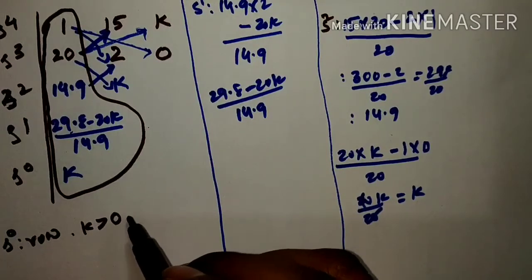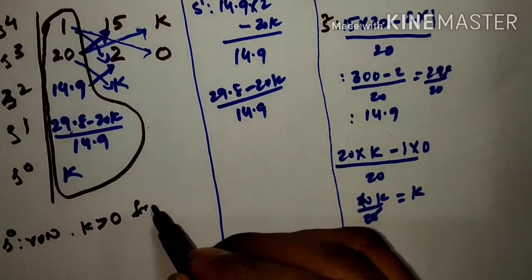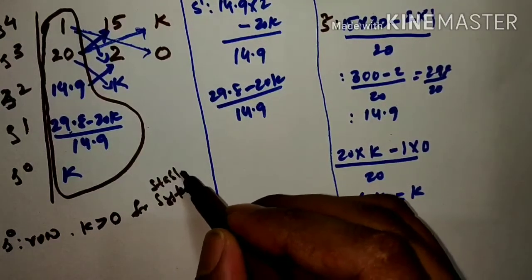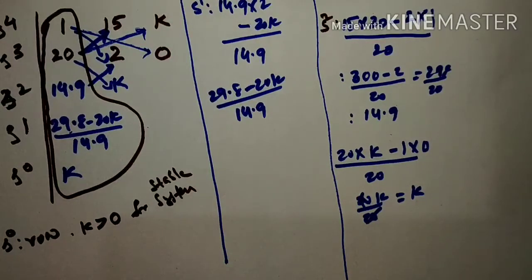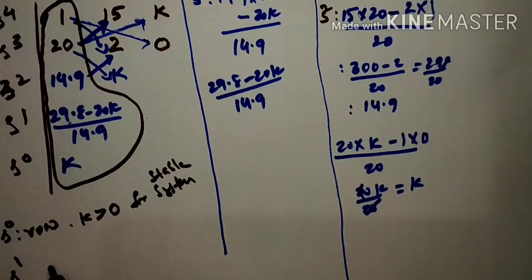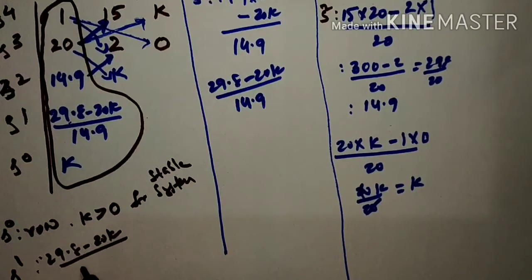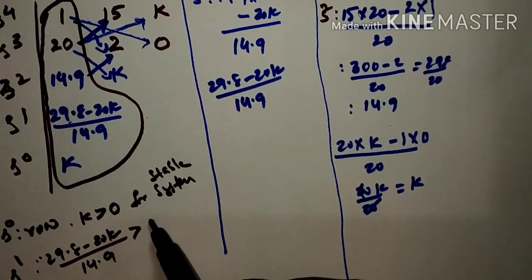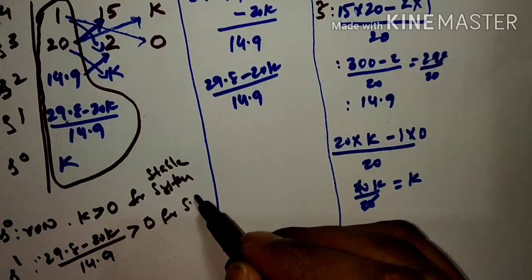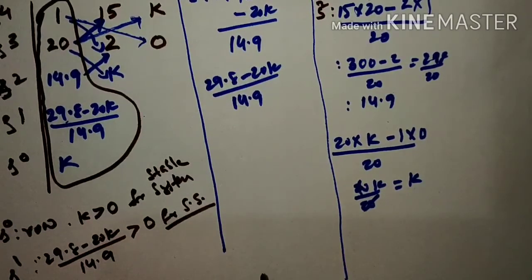For the system to be stable, and also from the s power 1 row, (29.8 minus 20k) by 14.9 should be greater than 0 for a stable system. Okay, now we have to find the range of k from this equation.